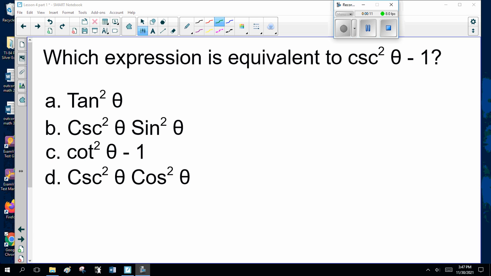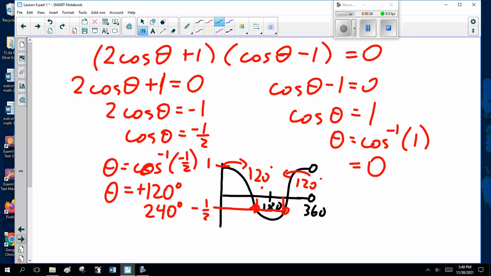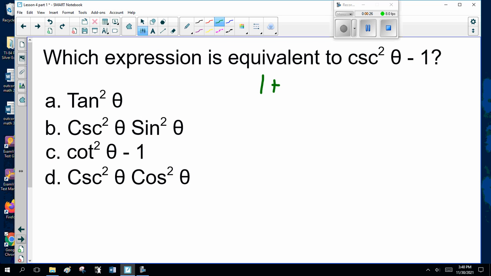Now, which expression is equivalent to cosecant squared of theta minus 1? Since Pythagorean Theorem, we go back here, we've seen cosecant squared is 1 plus cotangent squared. So I can write this as 1 plus cotangent squared of theta minus 1, or just cotangent squared of theta. So now you look at this and go, well, it can't be cotangent of theta minus 1, it can't be tan squared of theta, because there's no way you're turning cotangent squared into tan squared. And we just proved it's cotangent squared, not cotangent squared minus 1.